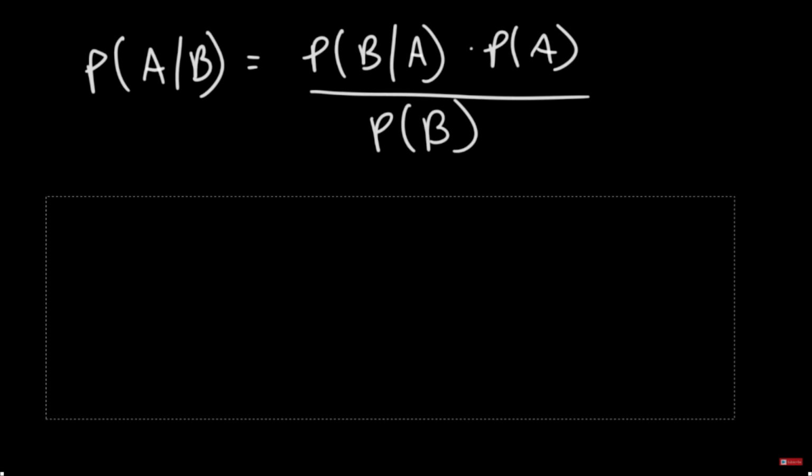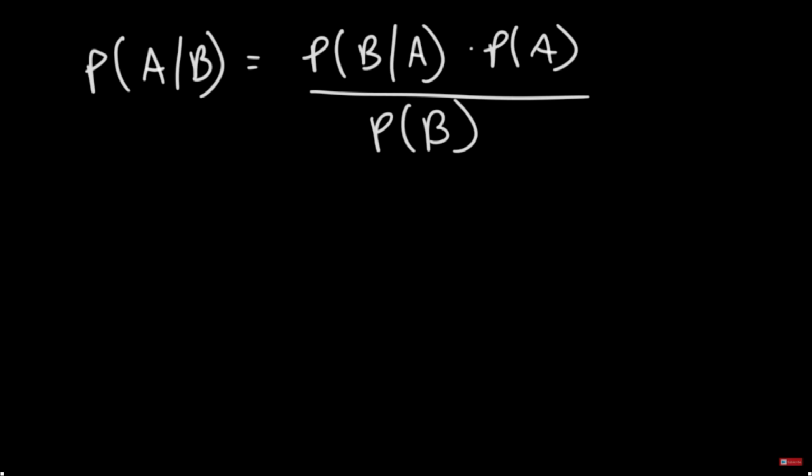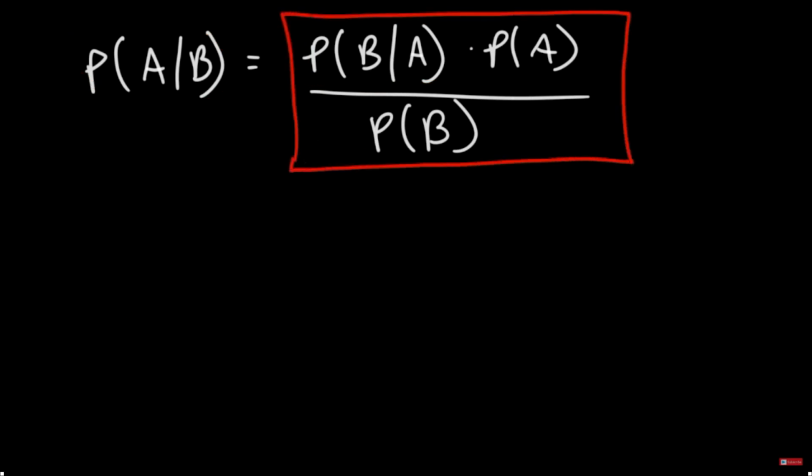So Bayes' theorem helps us to calculate the conditional probability of an event if you know the reverse conditional probability along with some other probability values as well. But this is the basic formula of the Bayes' theorem. So P of A given B is equal to P of B given A times P of A divided by P of B. Now let's use a simple example that will illustrate the use of Bayes' theorem.